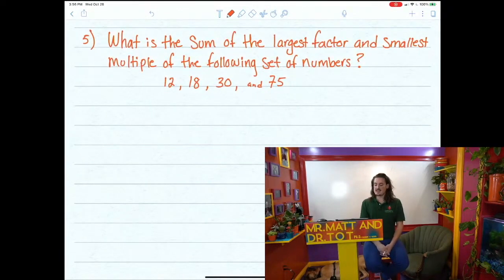Number 5 asks, what is the sum of the largest factor and smallest multiple of the following set of numbers? 12, 18, 30, and 75. I'll give you 2 minutes and then I'll give you some hints.